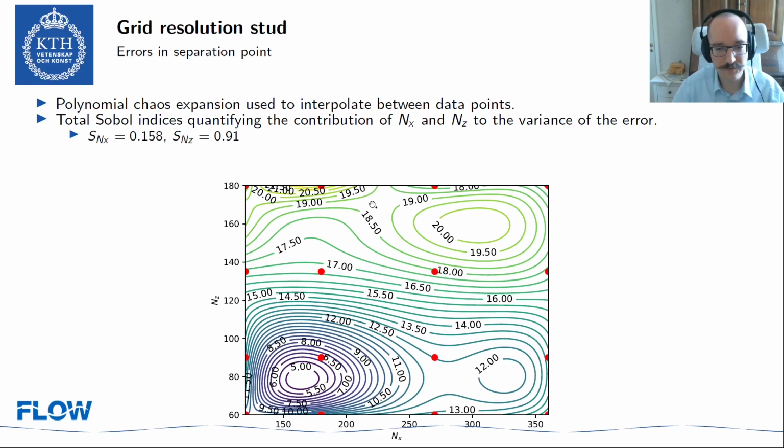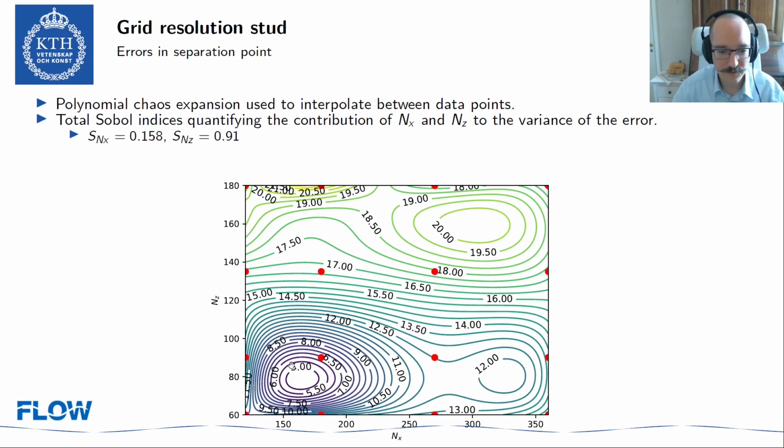And to build this kind of surface, this contour plot, we can use a technique called polynomial chaos expansion, which builds an accurate surrogate or an interpolant, whatever you want to call it. It's a very interesting technique. If you want to know more about it, I suggest you contact the co-author, Saleh Reza-Ravesh. He's an expert on these type of methods.